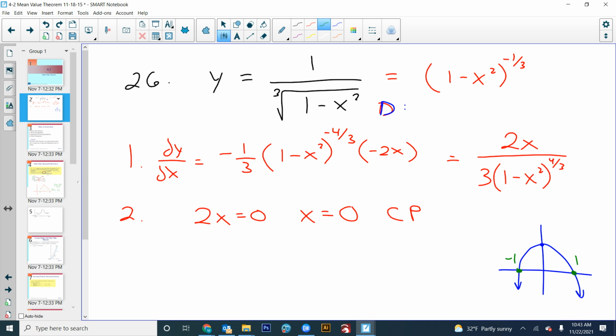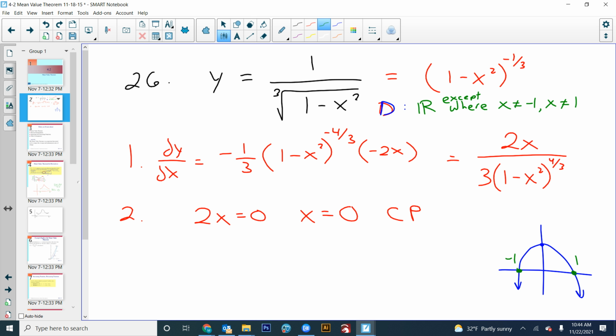I mean, I don't know if you really want to write negative infinity to negative 1, parenthesis, union negative 1 to 1, parenthesis, union 1 to infinity. I'd be okay if you put all real numbers where x does not equal -1 or +1. That's kind of unclear. Do you guys understand? That's all real except where x equals -1 or +1. I didn't say it very clearly. I apologize.